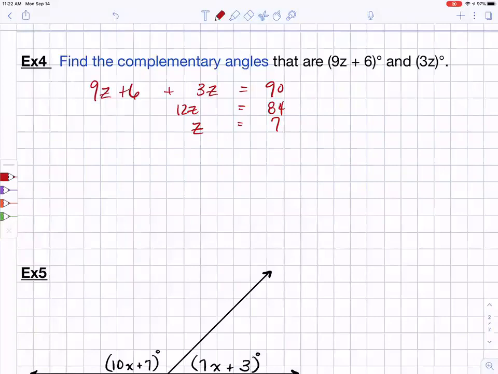Second one's easier. Okay, so 3 times 7 is 21 degrees. So one of my angles is 21 degrees. What's one way you can get the other angle? Yeah, subtract 21 from 90. What's a second method that you could use to get your other angle? Plug it back into that 9z plus 6, whichever one you're more comfortable with. I think subtracting is a little easier. So what's 90 minus 21? 69.